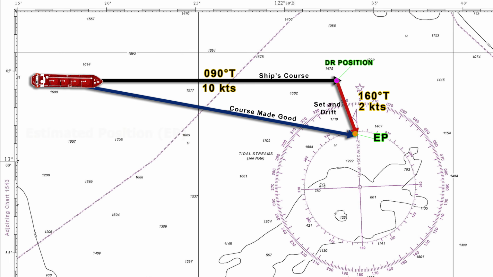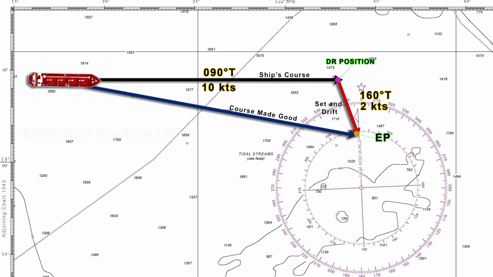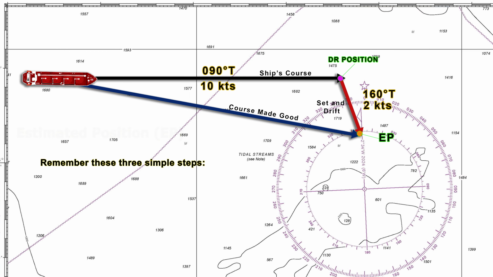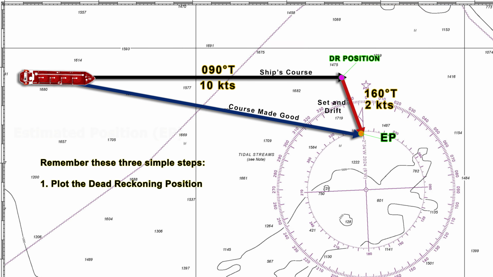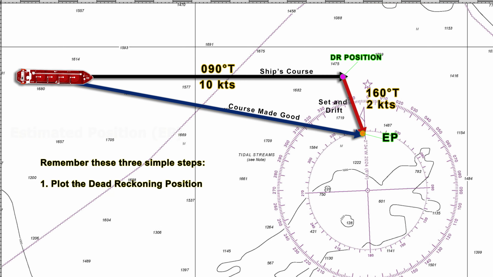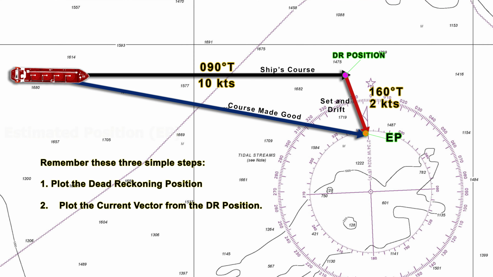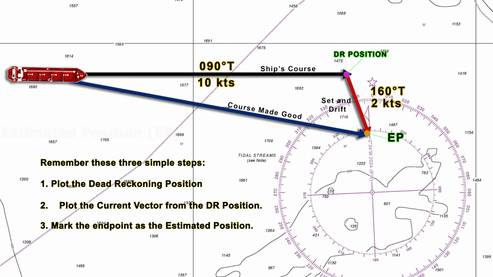And that's how you plot the estimated position using the set and drift. Remember these 3 simple steps. 1. Plot the dead reckoning position. 2. Plot the current vector from the DR position. 3. Mark the endpoint as the estimated position.